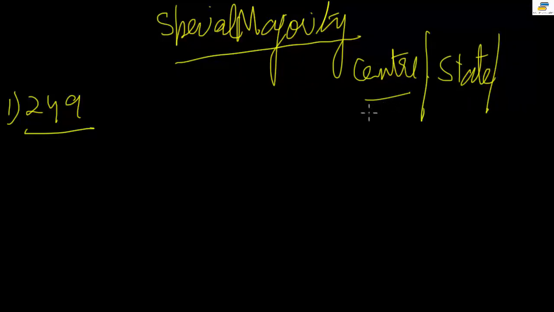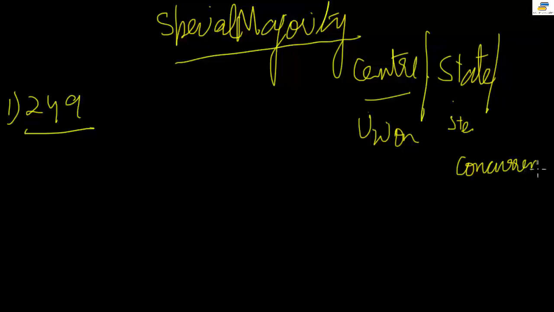So this is called the union list, this is called the state list, and then there is a third list on which both of them can make the law. Even the center can make the law, and even the state can make the law, right? Now all these things are covered in Schedule 7. This is just for your reference. This is the union list, this is the state list, and this is the concurrent list, right? Okay, let me just write it properly. This is concurrent list, and this is the state list over here.